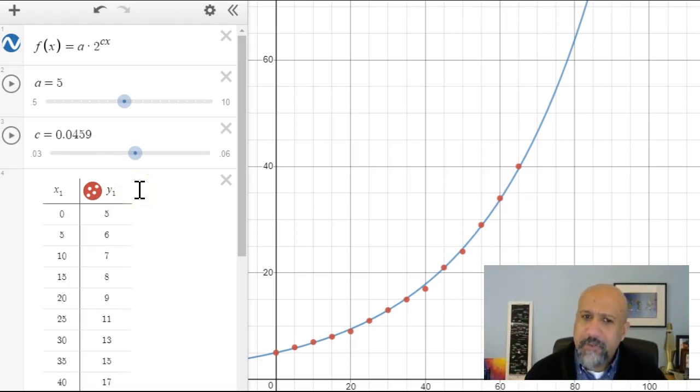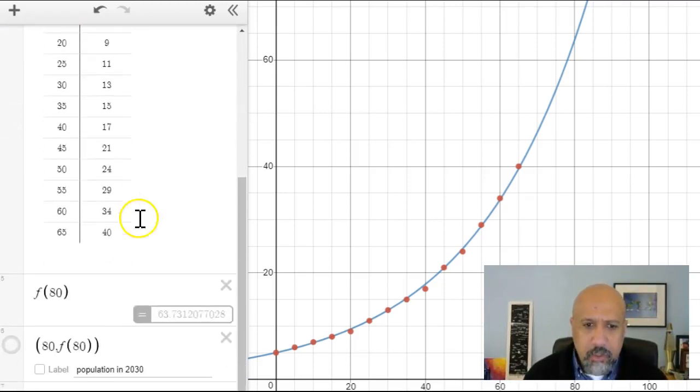So I feel like the model fits pretty well, but the question is, what does it tell us? What does it tell us as we go out a few years? Specifically, I want to look at 2030. So that's going to be when x equals 80, because 1950 plus 80 is 2030. So let's go ahead. I'm going to scroll down.